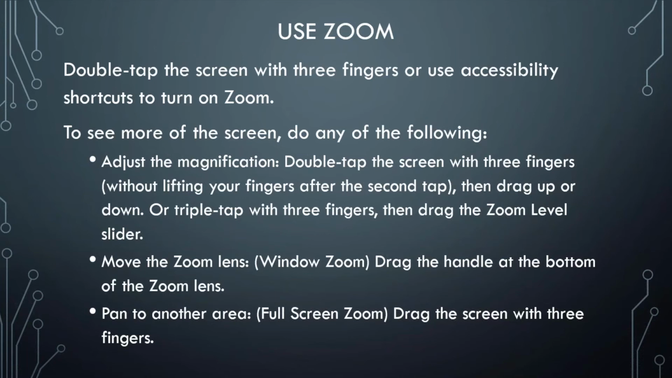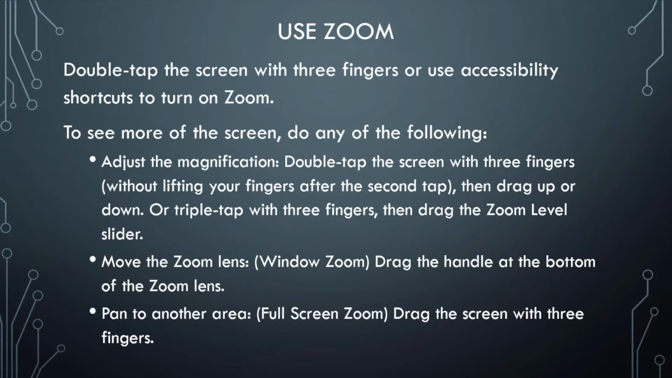Okay, so then you can also double tap the screen with 3 fingers if the feature is turned on, and under the accessibility shortcuts, you could turn on zoom. To see more of the screen, you would just adjust the magnification. You would double tap the screen with 3 fingers, and then keep your fingers on the screen after the second tap, and then drag up or down, or you triple tap with 3 fingers and then drag the zoom level on the slider.